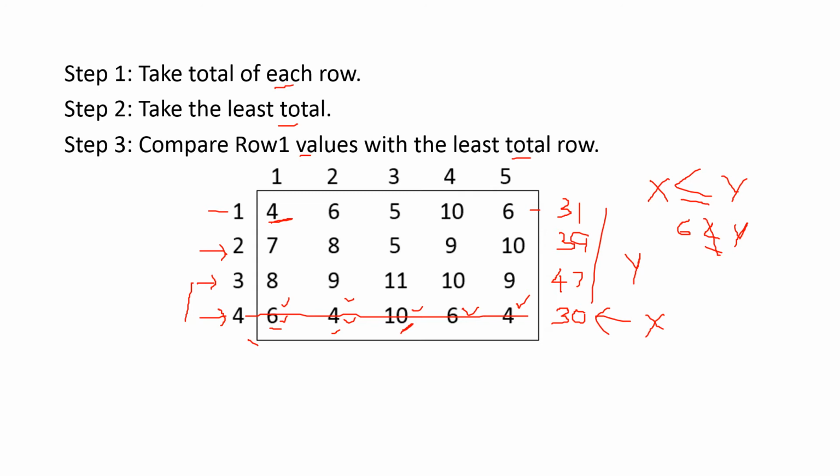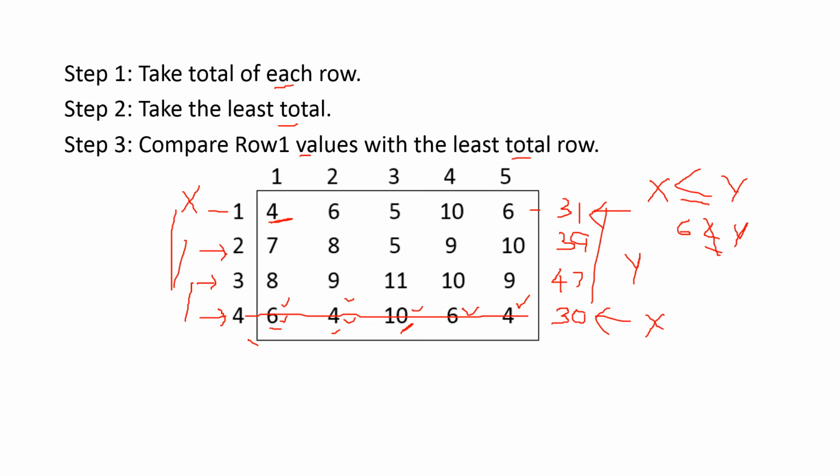Now you are having only these three rows. Now take the next highest value, that is 30 we have taken. Now take 31. Next least value. Okay, next not highest, next least value. So 31, 39 and 47 we were having and the least value is 31. So now this is x. The first row is x and compare with the other two rows.